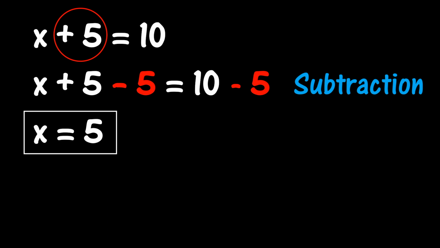Now, to make sure our answer is correct, we can plug in our answer, 5, into the original equation in place of x to see if the right-hand side and the left-hand side truly equal each other. Doing so, we get 5 plus 5 equals 10. Because 5 plus 5 is in fact equal to 10, our answer is correct.